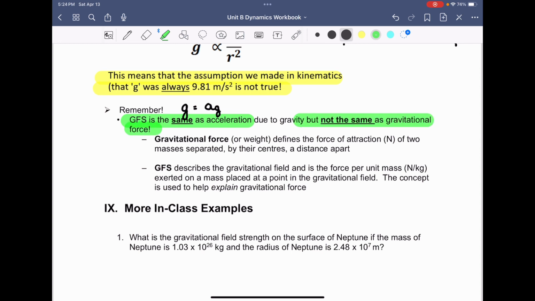Now, for the definitions, just make sure you give a read over these at the end of the lesson, just to make sure you're okay with these. But gravitational field strength, or GFS, versus gravitational force: one is a weight, one is how objects accelerate near that. Now, let's do some practice problems, or let's solve using some practice problems.